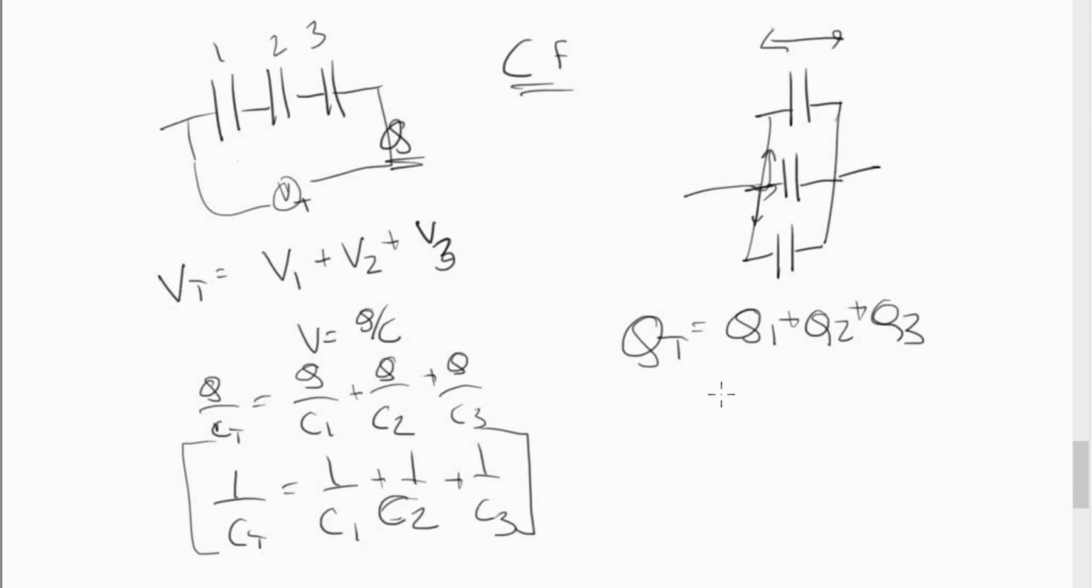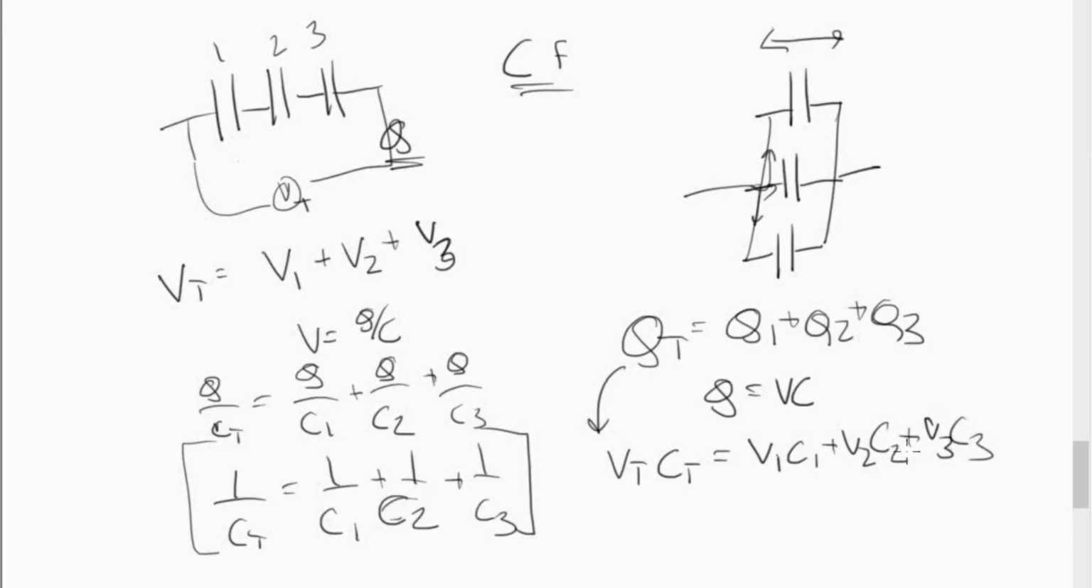Anyway, again. So you can say Q is equal to Q1. No, just the equation Q is equal to VC. So you can rewrite this as Vt Ct is equal to V1 C1 plus V2 C2 plus V3 C3. So basically all the values of V are the same. So basically Vt is equal to V1, which is equal to V2, which is equal to V3. So you can divide both sides by V. So the equation becomes Ct is equal to C1 plus C2 plus C3.